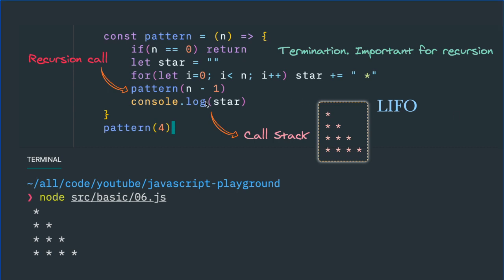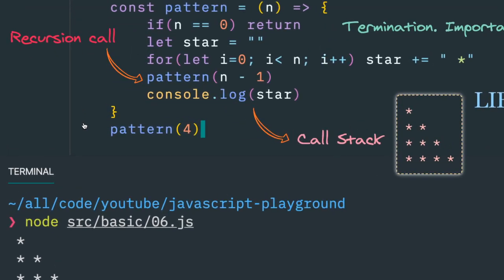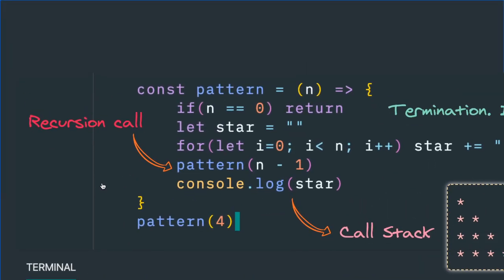Today we will try to solve an interesting problem using recursion. Based upon the number passed to this function, we'll print the number of stars in this fashion. If you look closely at this function, we are calling the same function again and again by decrementing this number. This approach of calling the same function inside the same function is known as recursion.